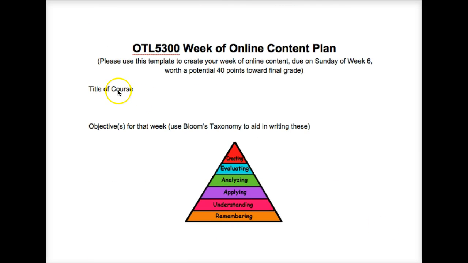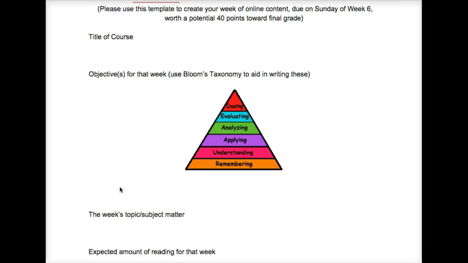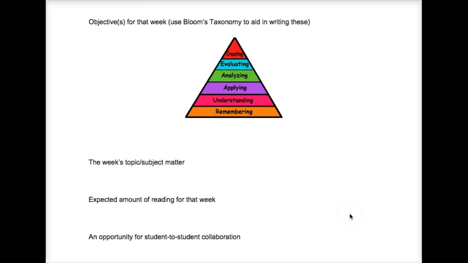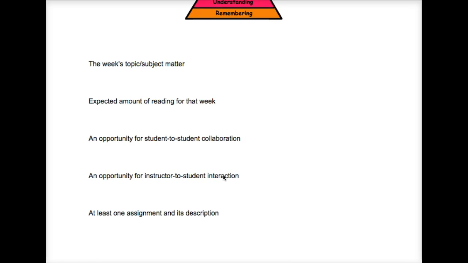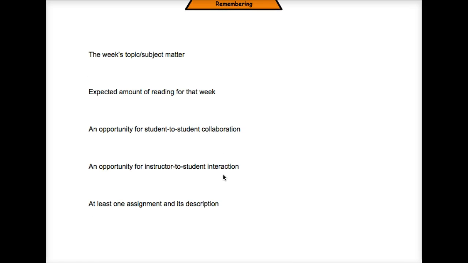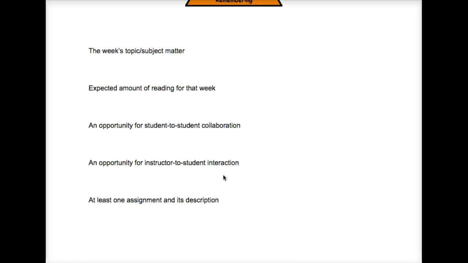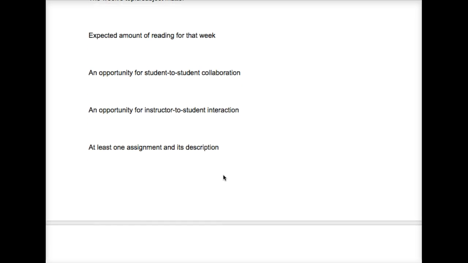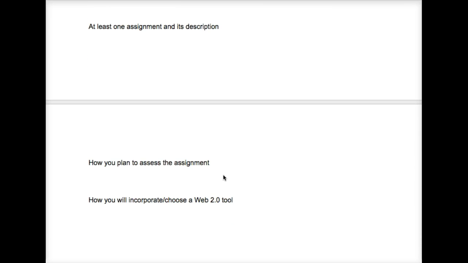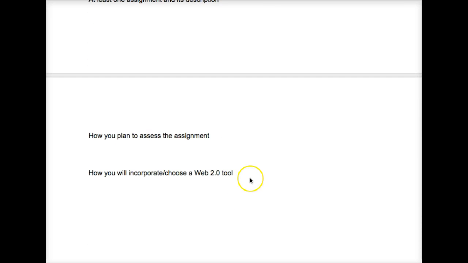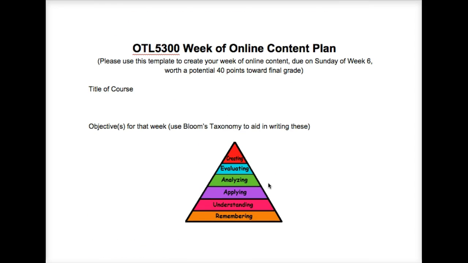But this is just the blank template, and these are the different areas you're going to need to have. Title of course, the objectives, talk about what level of Bloom's you're on for those objectives, the week's topic and subject matter, expected amount of reading for that week, an opportunity for student-to-student collaboration, also an opportunity for instructor-to-student interaction, and then at least one assignment in its description. How do you plan to assess the assignment? And then one Web 2.0 tool that you'll incorporate into that week.